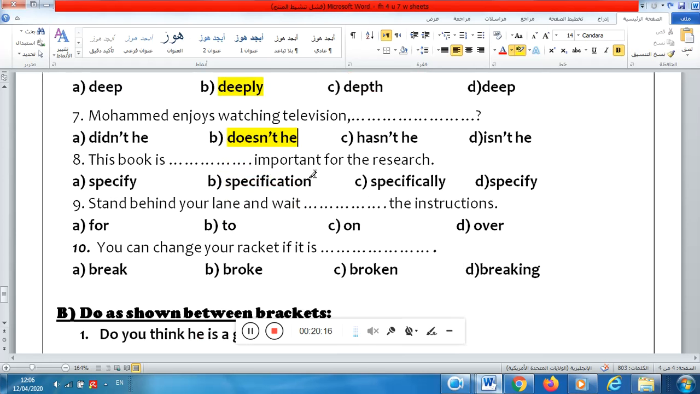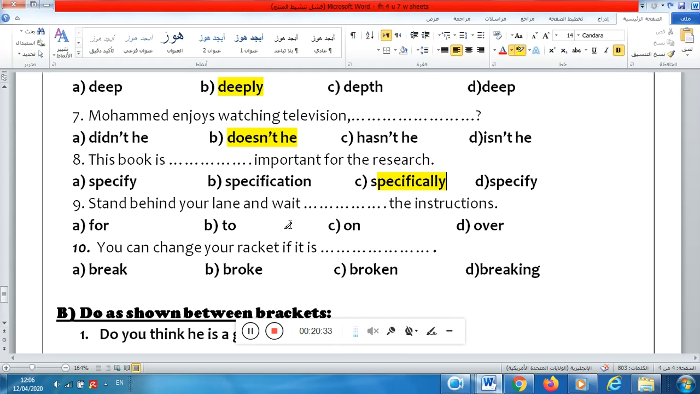This book is blank important for the research. How is this book important? Is it superficially important or specifically important? Yeah, again, this is another adverb.